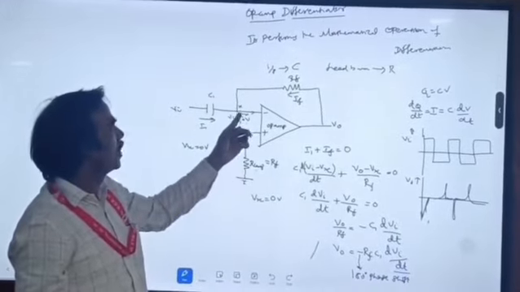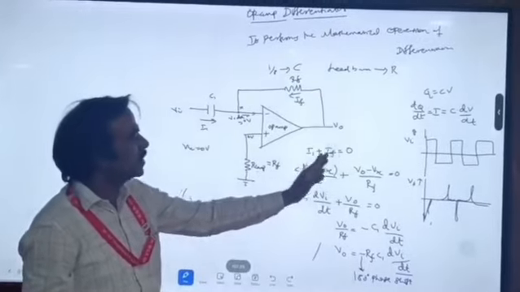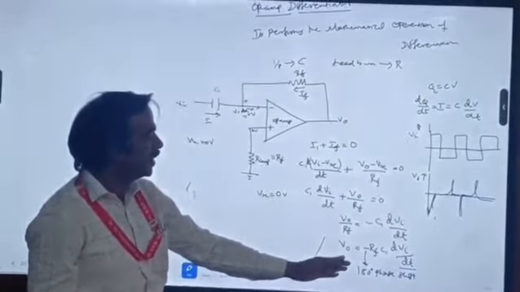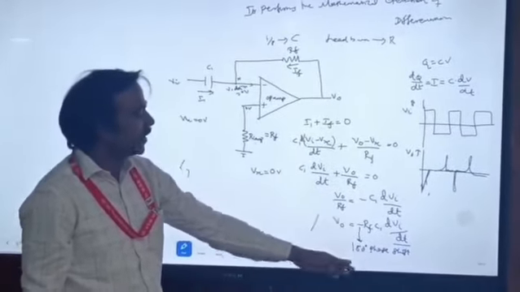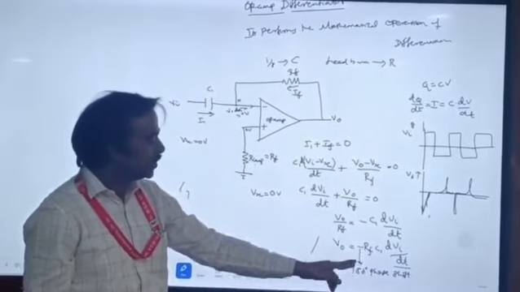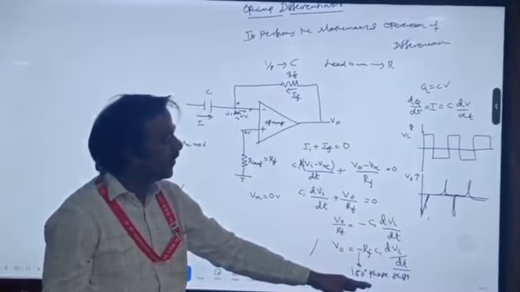Okay. And due to the virtual ground, we know that Vx equals 0 volt. By applying the current equation I1 plus IF is equal to 0, we finally get V0 is equal to minus RF into C1 into dVi by dt. That is the derivative of the input voltage. The negative sign is there since it is working in the inverting mode, with a 180-degree phase shift.